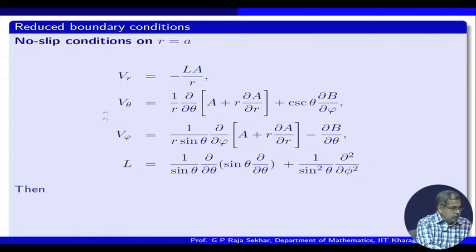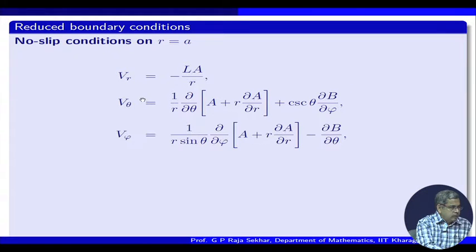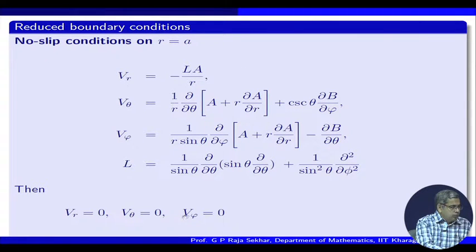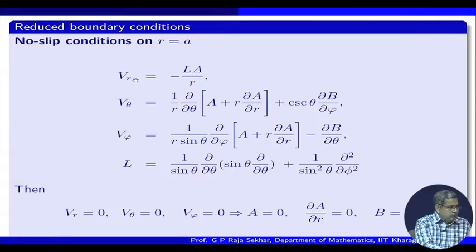Suppose you decompose the representation in terms of V r, V theta, V phi. You will be puzzled how we got this. It is simply expressing curl r A and curl r B in r, theta, phi polar coordinates. If we do this, we get this representation. Now, suppose we want to have the no slip condition, V r is 0, V theta is 0, V phi is 0. These reduce to A equals 0, dou A by dou r equals 0 and B equals 0. So, that means the corresponding boundary conditions in terms of velocity can be reduced in terms of these scalars.